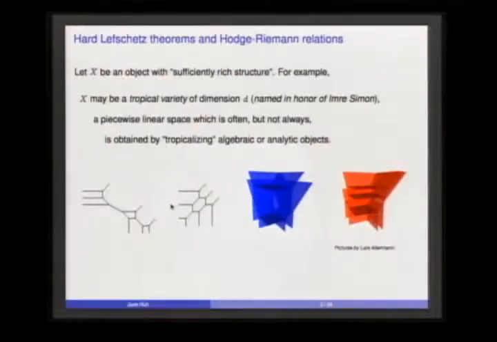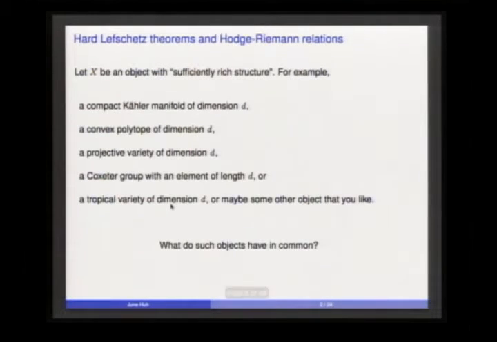But perhaps even more interestingly, even when such structures are not obtained by tropicalizing something else, as an abstract structure itself, it has fascinating properties. So this X, again, qualifies as an object with sufficiently rich structure. So here's our list. And I'm sure that if we try hard enough, we can enlarge the list on and on and on.